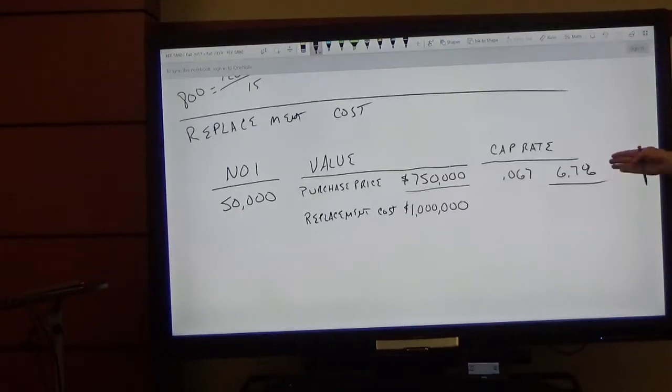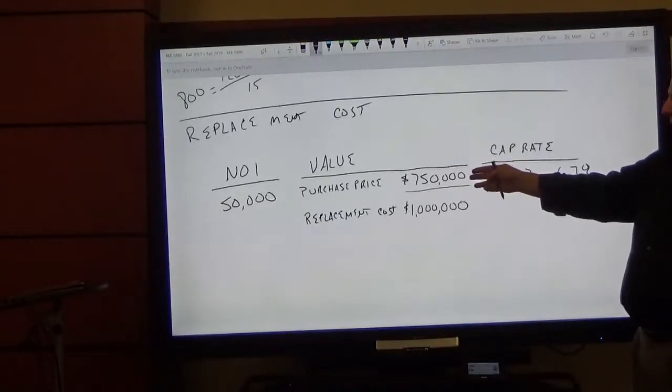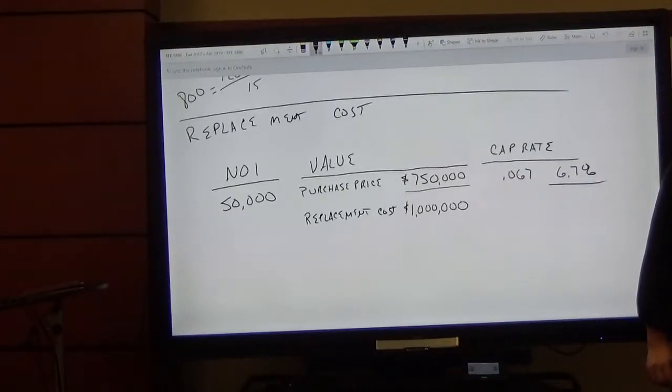Maybe this is a property from someone that has died, and so the folks that are inheriting the asset are just trying to get rid of it. So there's a lot of different reasons why you may be able to acquire it below what the actual replacement cost is. Okay, does everybody understand that?